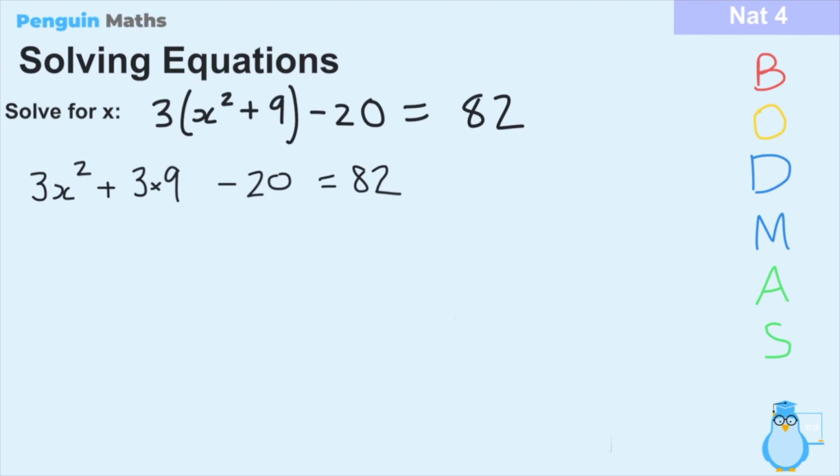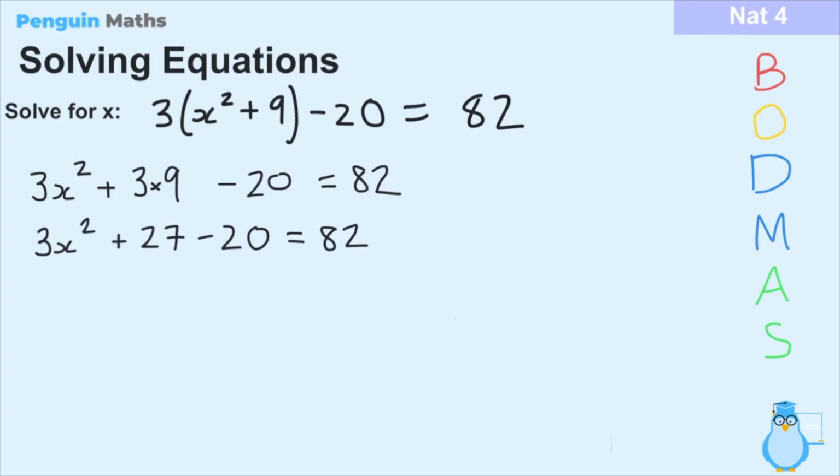All of that is equal to 82. Now the next thing that we have to consider is order, and the only power that we have is x squared, but we can't solve for x squared unless we rearrange the equation, so we forget about it and save that till the end. So the next thing is multiplication and division, and we can see here that we have this multiplication, which is 3 times 9, so that is the next thing that we're going to solve. So we can say that 3x squared plus 3 times 9, which is 27, minus 20, is equal to 82.